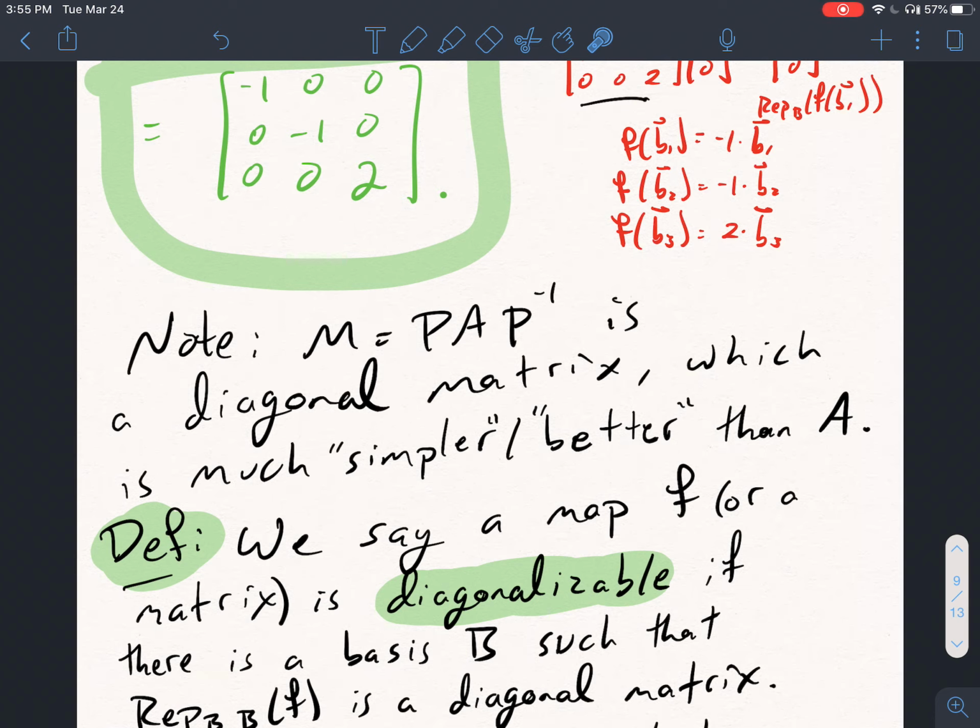We just happen to be handed the basis that does that for us, but a question we will try to answer later on is how do we find such a basis?